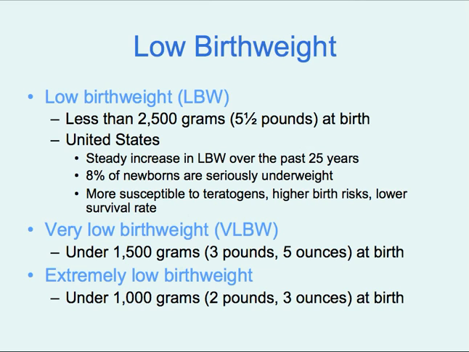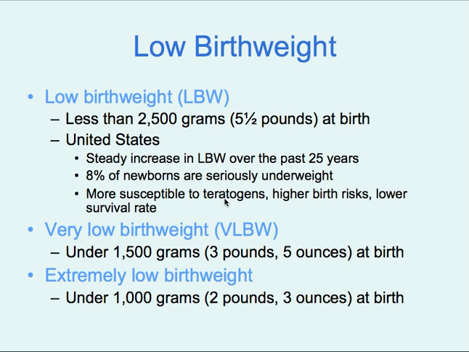Now, one of the biggest problems associated with low birth weight is that they're more susceptible to teratogens, which I'll talk about in a minute. They have higher birth risks, and of course a lower survival rate. Teratogens are environmental toxins that can interfere with normal development.